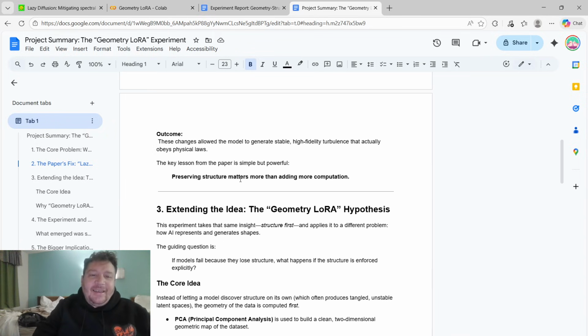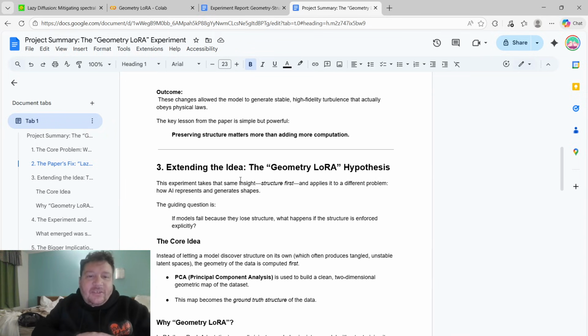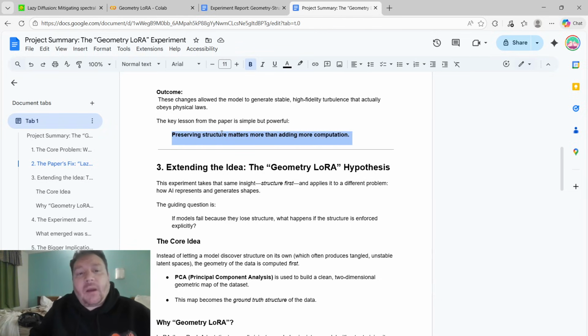And so the outcome is that these changes allowed the model to generate stable, high fidelity turbulence that actually obeys physical laws. The key lesson from the paper is simple but powerful. Preserving structure matters more than adding more computation. And that's the bottom line within this, right?